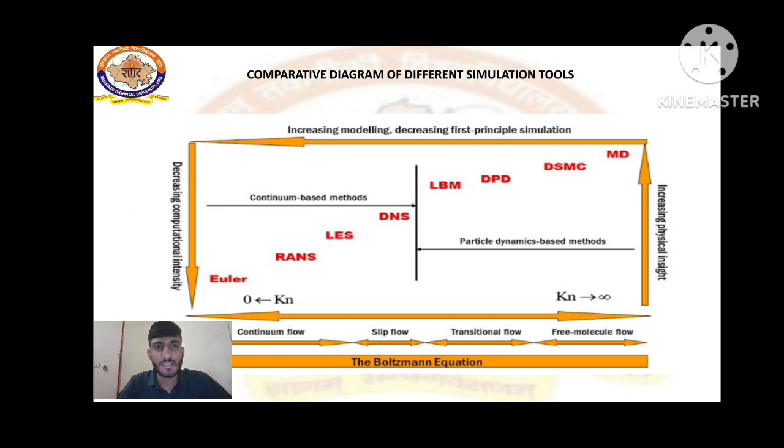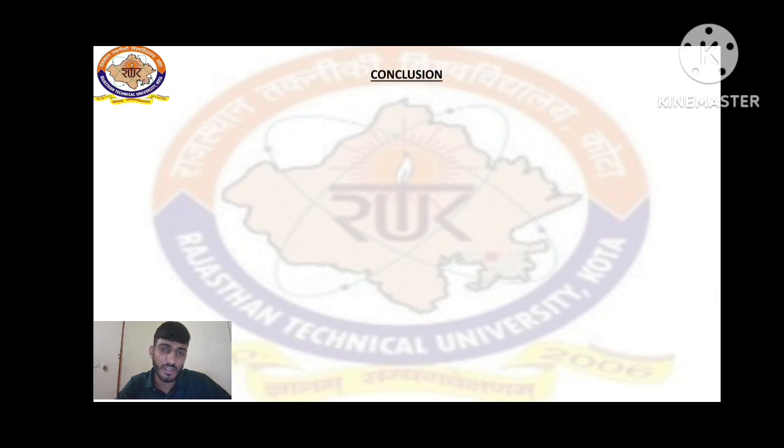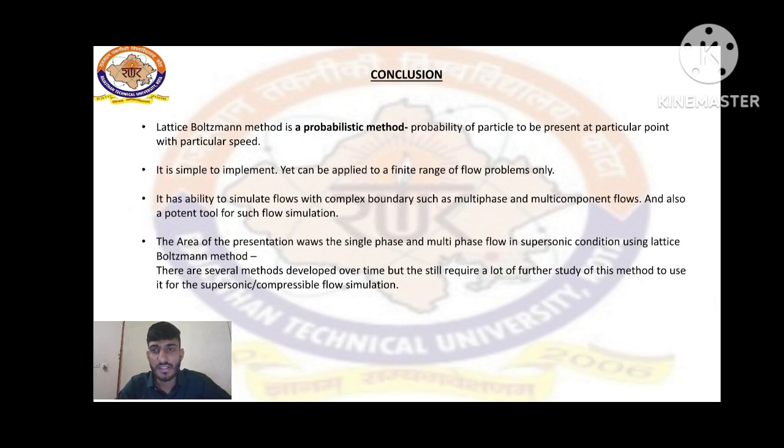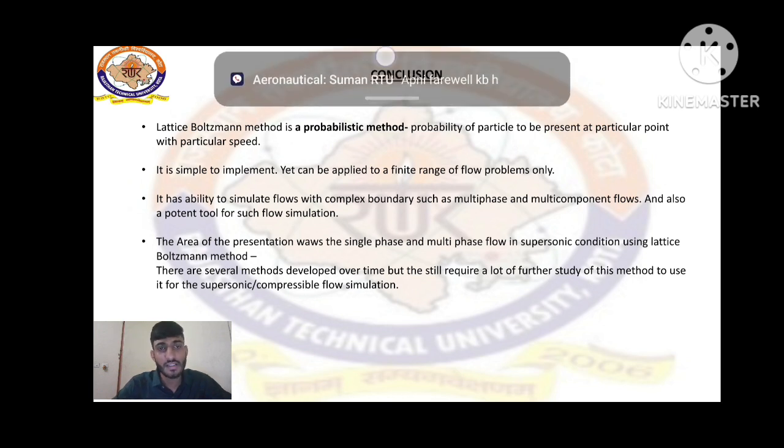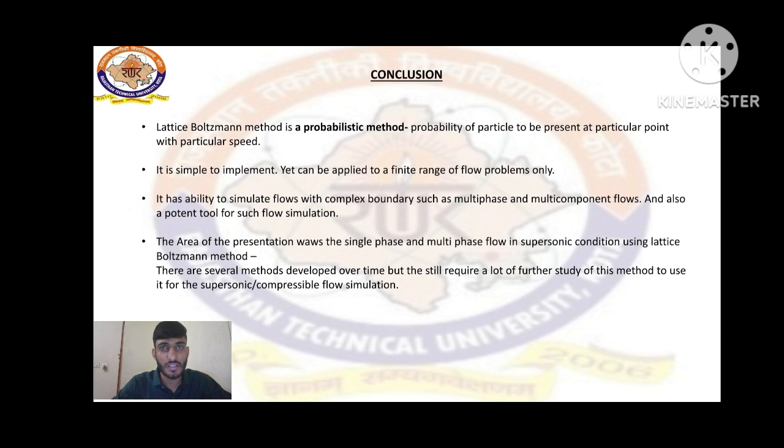So moving ahead with the presentation, let us see the comparative diagram of different simulation tools that we have right now. Over here we are discussing Euler's approach, RANS model, large eddy simulation model, direct numerical simulation method, Lattice-Boltzmann method, DPD, DSMC, and molecular dynamics. We have described all these models using a scale represented by the Knudsen number, from continuum to non-continuum approaches. On one side are the continuum-based methods that understand fluid as a continuum, such as finite difference and finite volume, which solve the discretized Navier-Stokes equations.